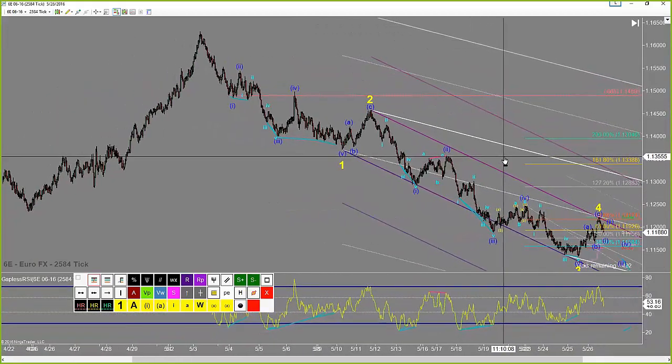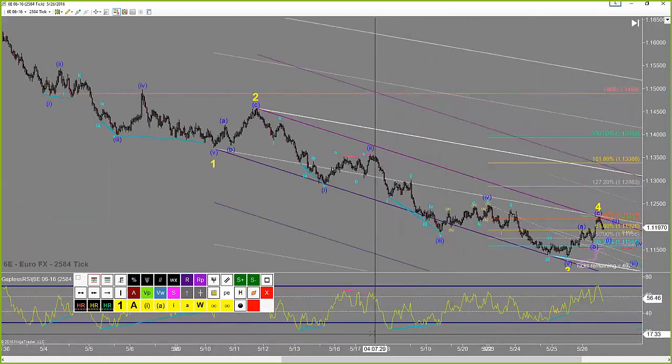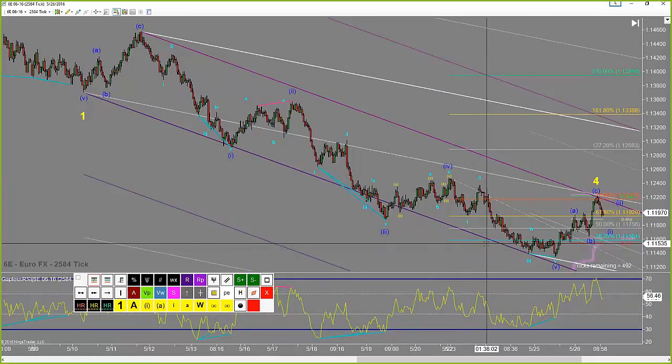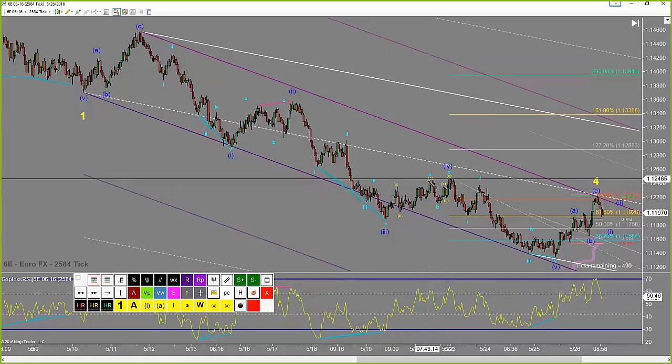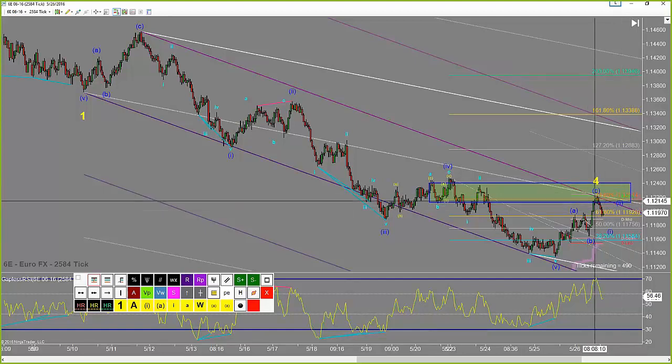All right, and what is wave 4 going to do? It's going to typically retrace back into the previous 4th wave. So if this is the previous 4th wave, the next 4th wave will typically retrace back into that area. And that's what it's done here.